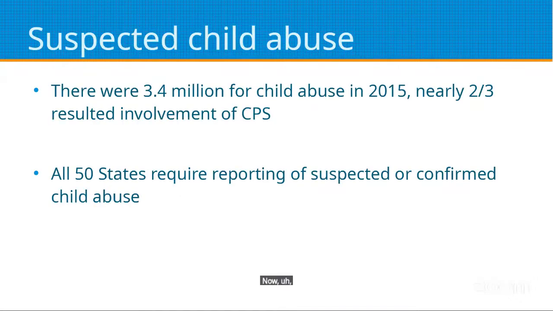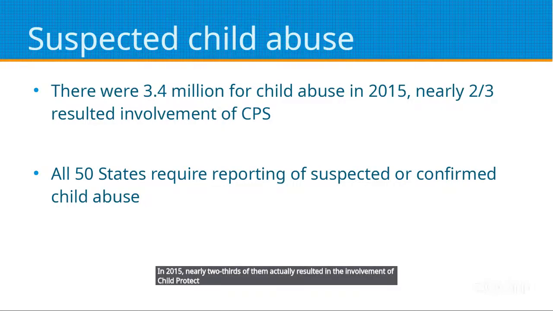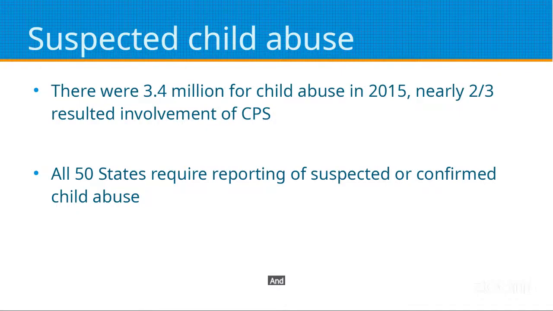Now, another topic: child abuse. Some statistics: around 3.4 million cases of child abuse were reported in 2015, and nearly two-thirds of them resulted in the involvement of child protective services. Suspected child abuse is one of those mandatory reports: all states in the US require reporting of suspected or confirmed child abuse.